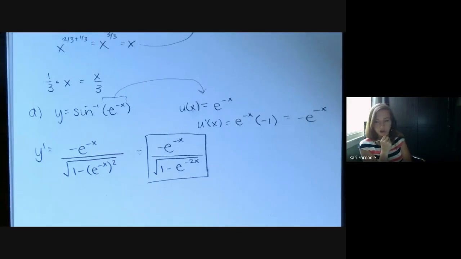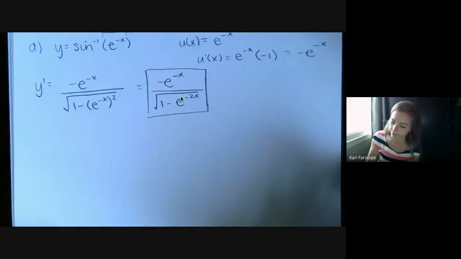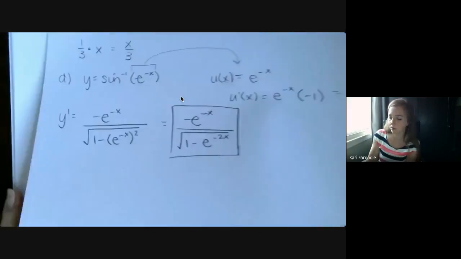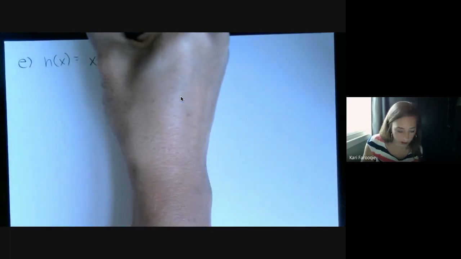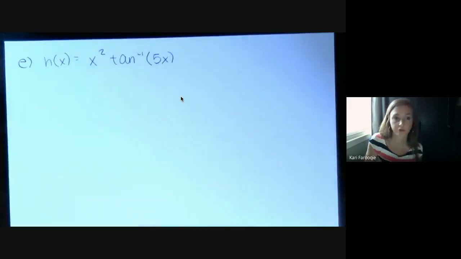Any questions on D? E. I might need a little more space. H of x is equal to x squared times the inverse tangent of 5x.